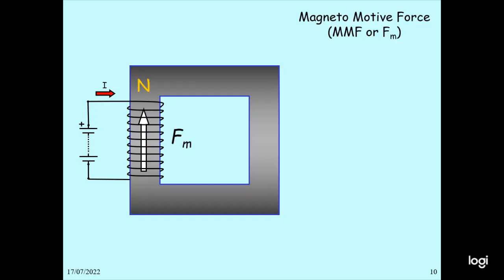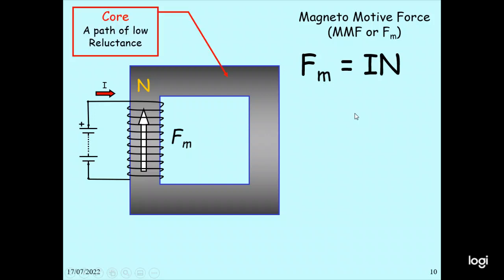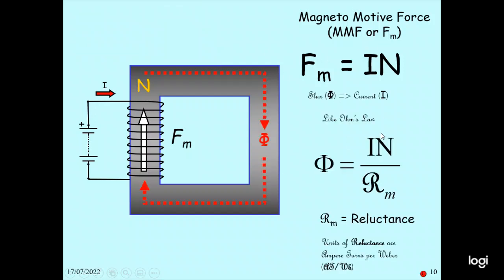So in this case, the magnetic motive force is Fm. Fm equals I multiplied by N, current multiplied by number of turns. The flux is a part of the load reluctance. So phi can be calculated as Fm divided by Rm, where Rm is the reluctance.